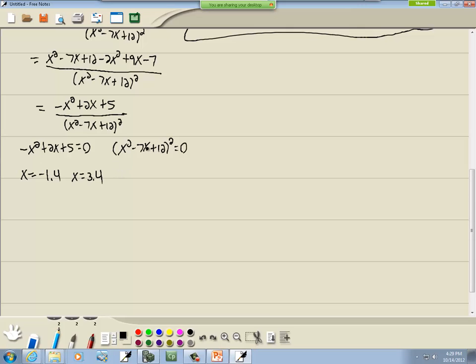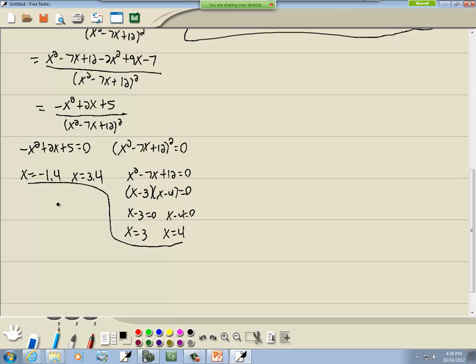Now over in this right side here, I can drop the squared. Whenever you have parentheses to a power equal to 0, you can always drop the power. So we got x squared minus 7x plus 12 equal to 0. This factors as x minus 3 times x minus 4. Set each one of those equal to 0. So I set x minus 3 equal to 0 and x minus 4 equal to 0, and I get x equals 3 and x equals 4. So all these are critical values.